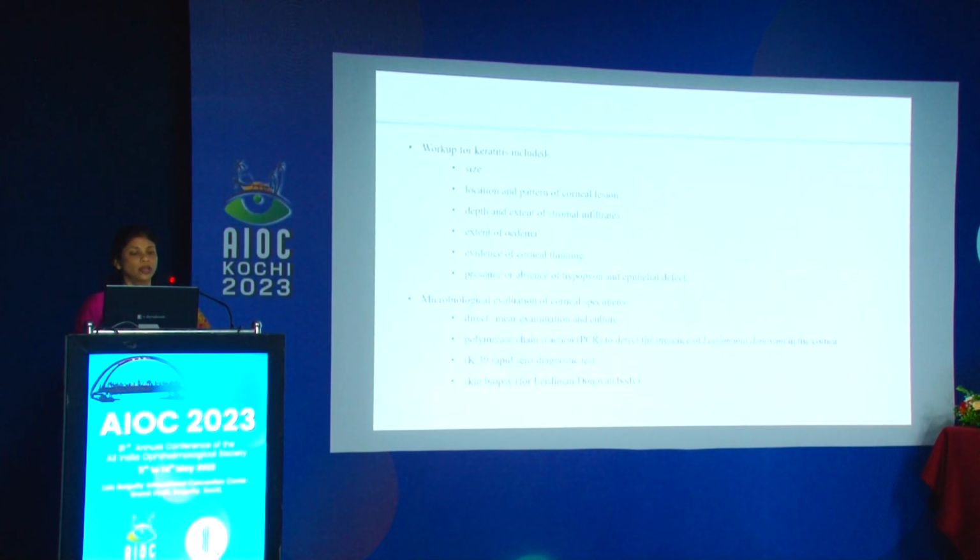In the workup for keratitis, we included the size, location, pattern, depth and extent of stromal infiltrates, extent of edema, presence or absence of corneal edema or hypopyon or any epithelial defect. We did microbiological evaluation of all the corneal samples, direct smear examination and culture. PCR was also done to rule out any presence of Leishmania donovani. RK39 and skin biopsy tests were done to check whether the disease is active or completely healed.